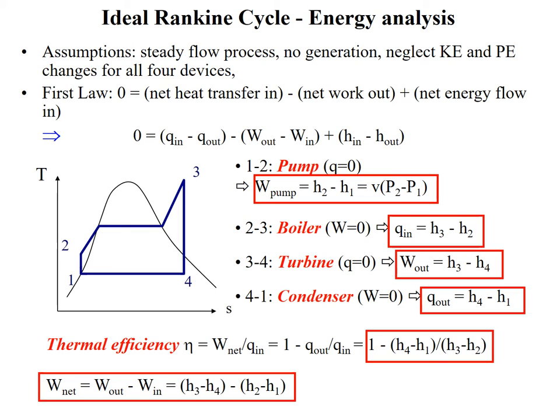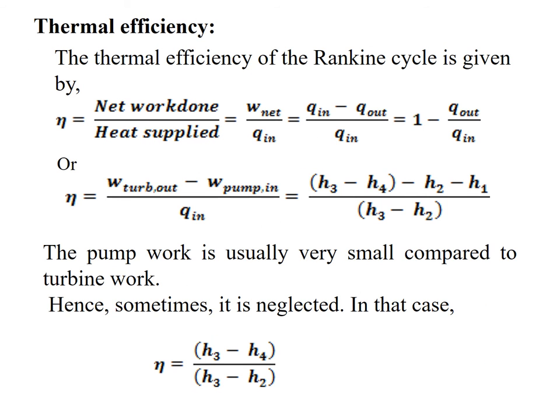Net work output divided by Q in, so 1 minus Q out by Q in. Or we can say net work is equal to work output minus work in, or turbine work minus pump work. Okay, this is the thermal efficiency: net work done divided by heat supplied.